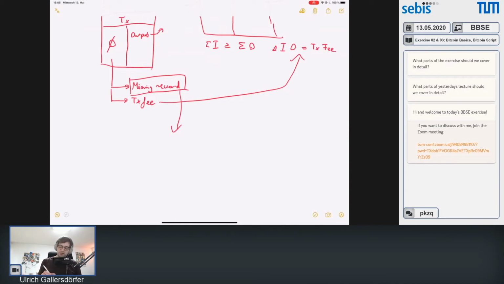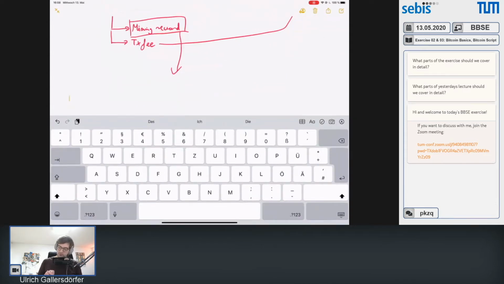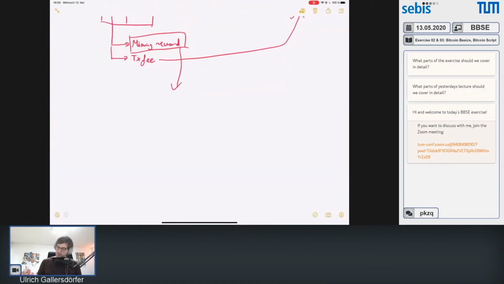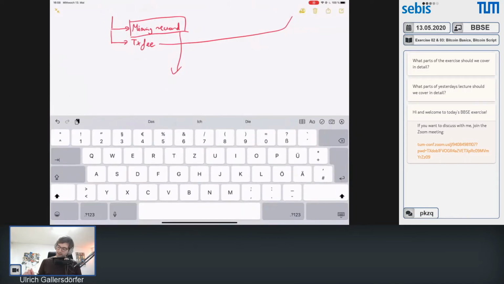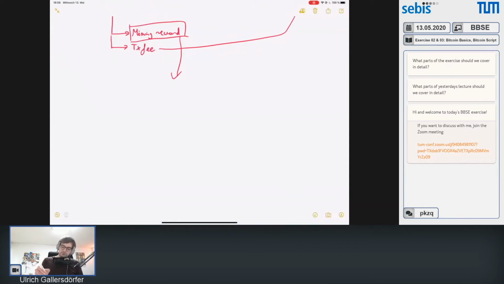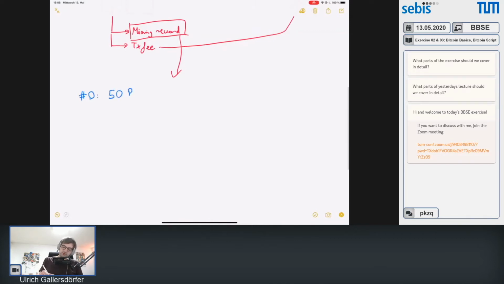So we started with block 0, obviously. I can't write today. I'm sorry. Can I do some kind of more grained? Wait, let's take another. Okay, doesn't work like that. So we start with block number 0, where it was 50 Bitcoins.